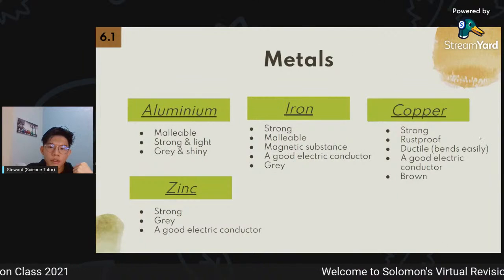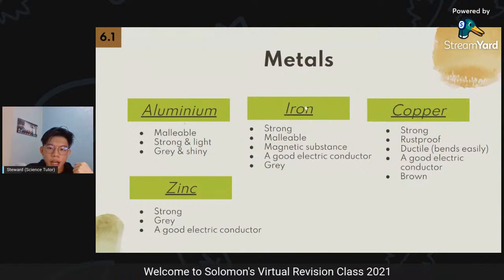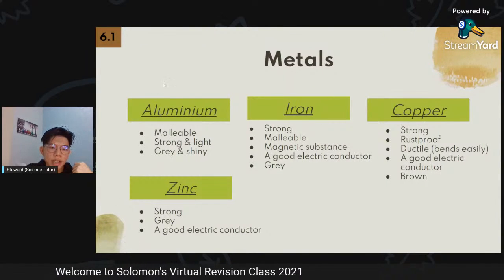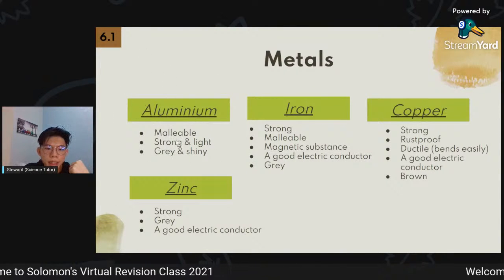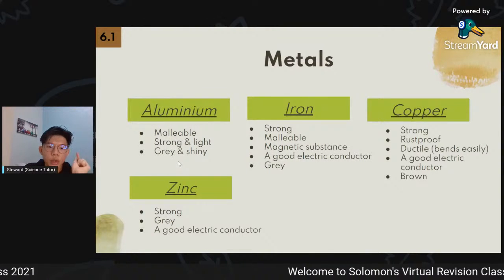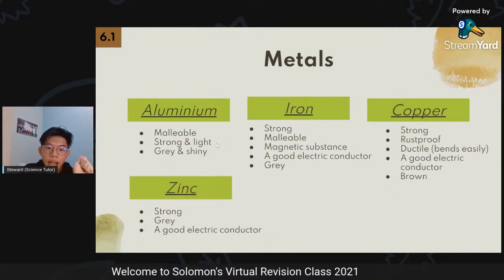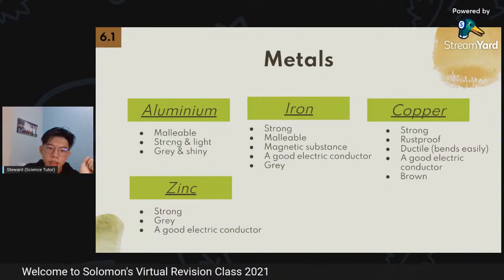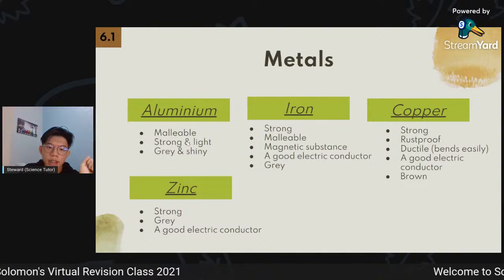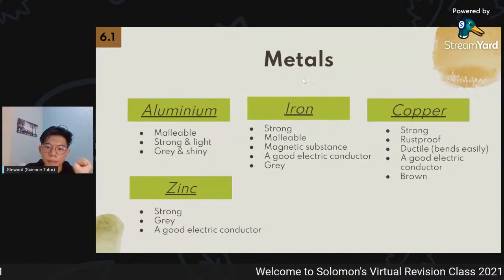Okay. So for some examples of metals, we've got aluminium, iron, copper, and zinc. Let's see. Aluminium is malleable, that means dia boleh dibentuk. They're strong and light, and they are gray and shiny. For your information, our aeroplane is actually made of aluminium, so it is very strong and light, because you want to make it fly, right? To fly up high, we need a strong material and a light material at the same time.